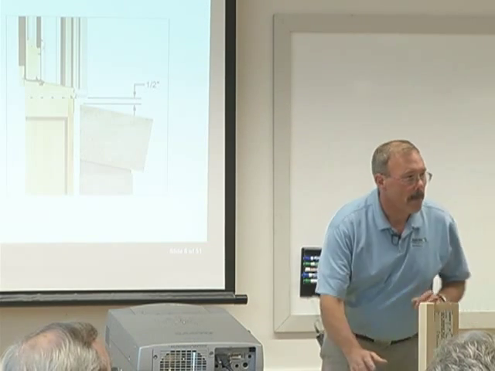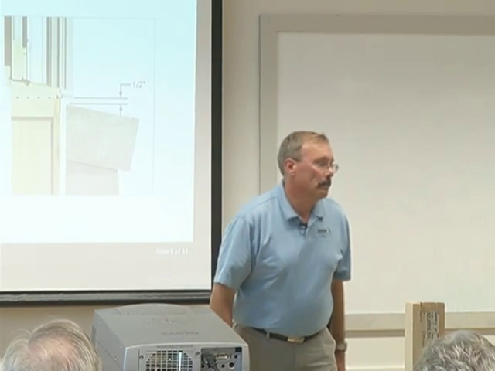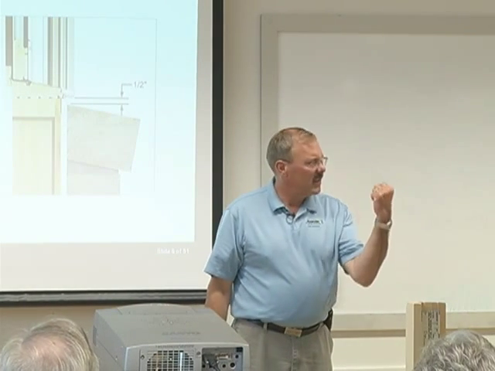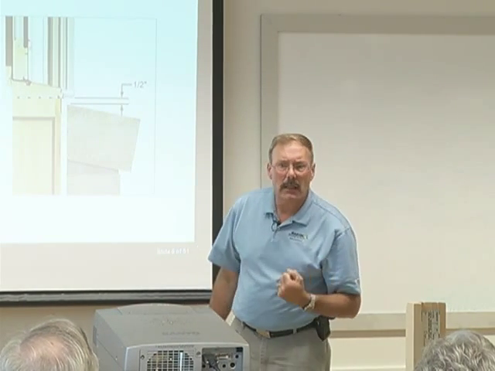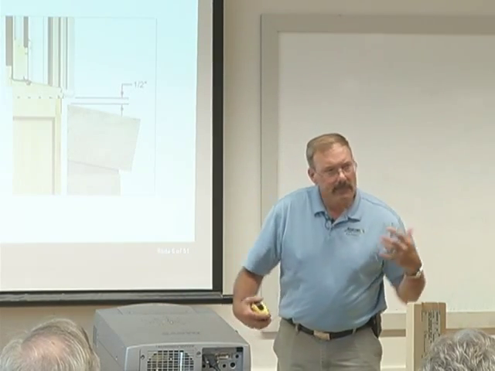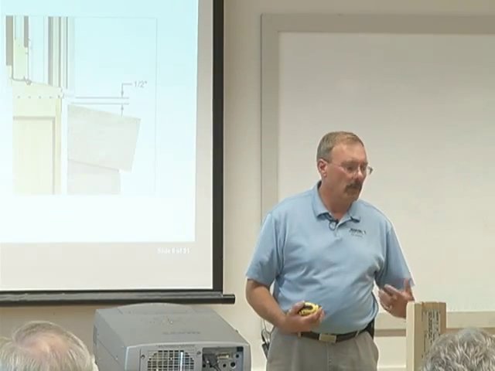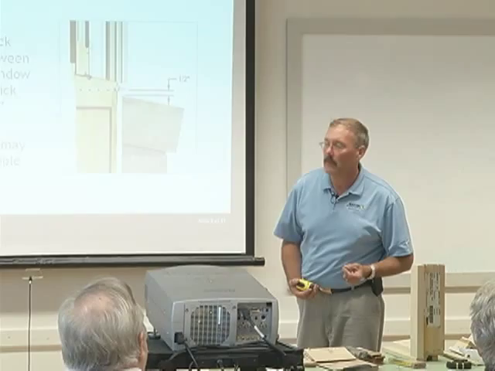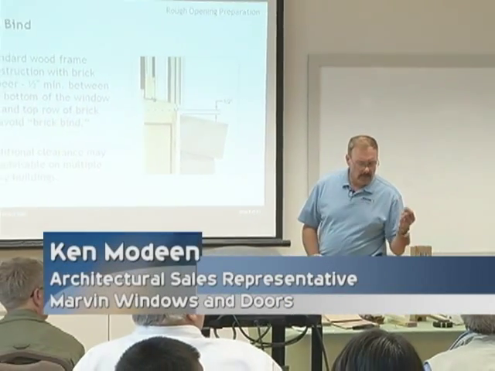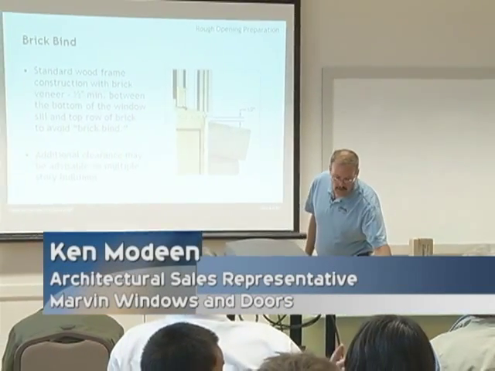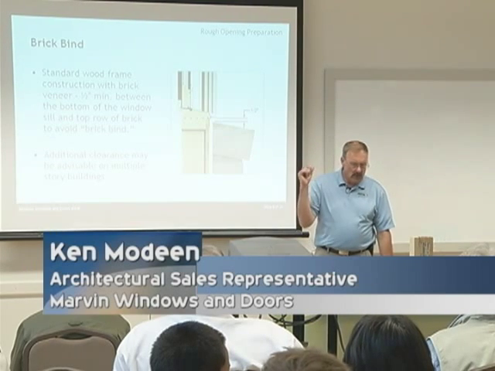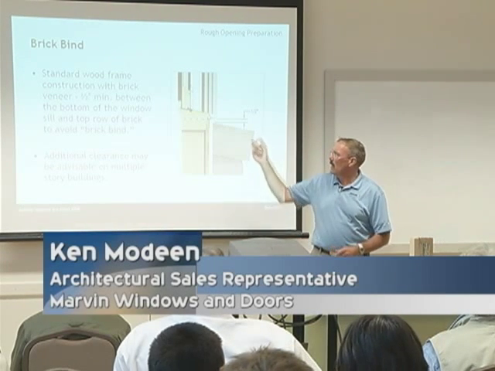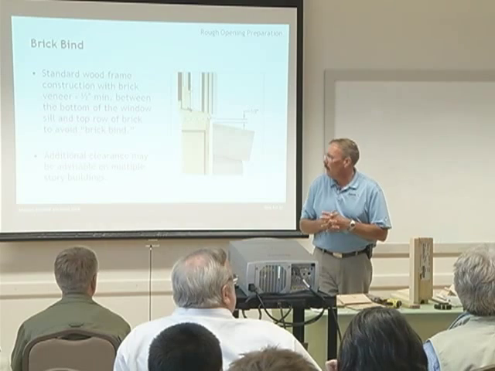Same thing holds true if instead of using brick, you're using something like a rock? Anything solid like that. Anything solid that's not going to give at all. Vinyl siding, not such a big deal. It's going to give. The window's tougher than that siding is. It's not tougher than the rock, and it's not tougher than brick. It's not tougher than stucco either, so you'd still want to do the same on the stucco as well.